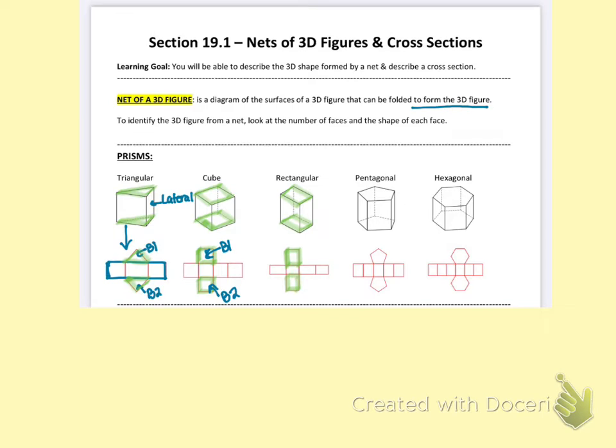And then the lateral surface is this right here. This is my lateral surface that'll wrap around. And again, it's split up into 4 smaller sections, 1 to wrap around each side of that rectangle.